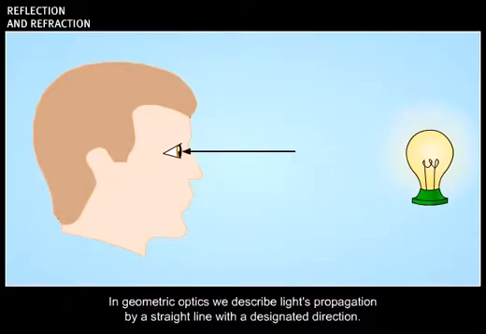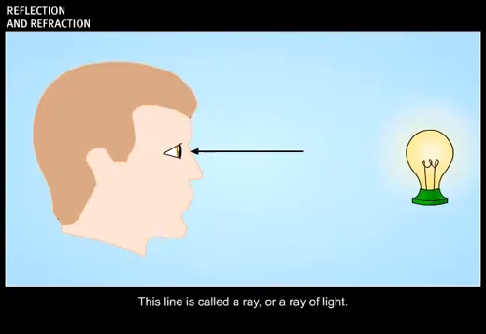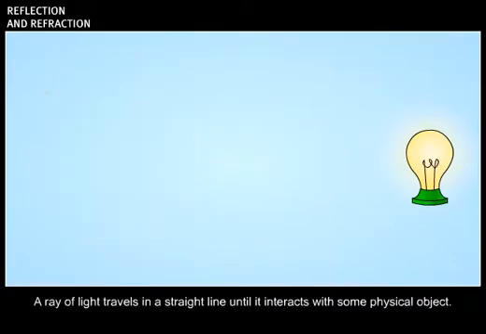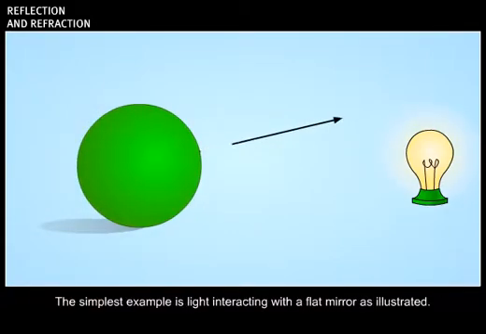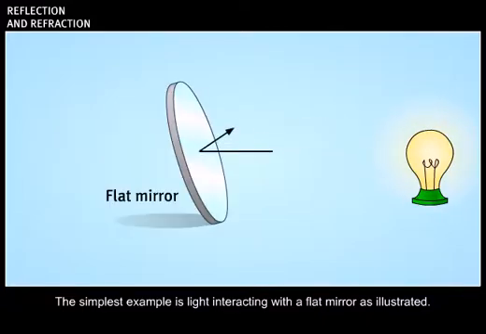In geometric optics, we describe light's propagation by a straight line with a designated direction. This line is called a ray, or a ray of light. A ray of light travels in a straight line until it interacts with some physical object. The simplest example is light interacting with a flat mirror, as illustrated.